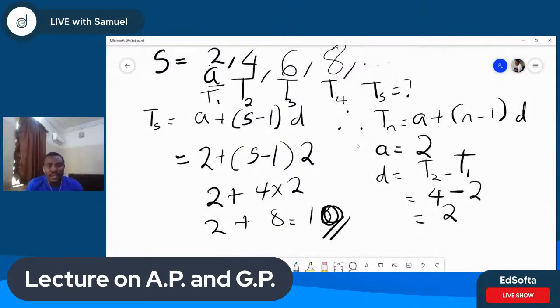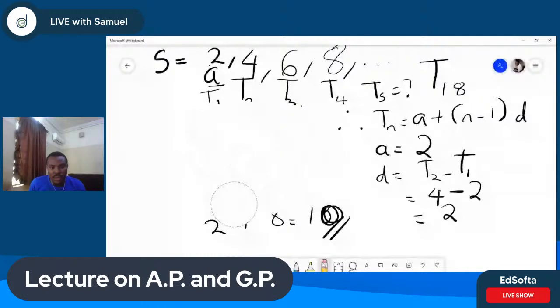You can see that this formula makes it easier for us to get. So if they told us that we should find the T18, that's the 18th term, instead of us starting to do 2, 4, 6, counting with our hands, which is going to take a whole lot of time, we can just, let me clean this off and rewrite it so that we can solve it.